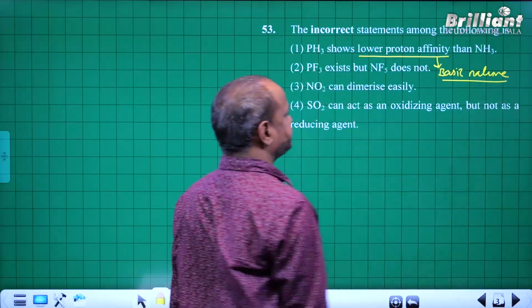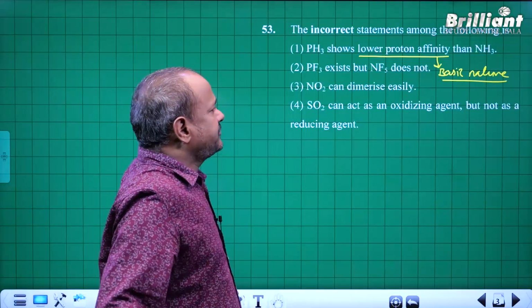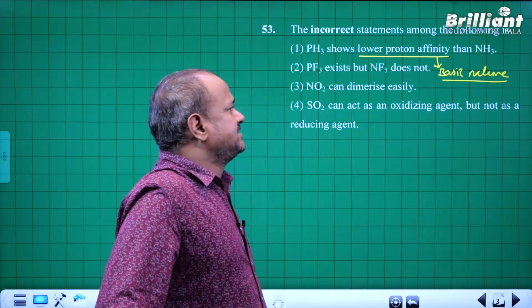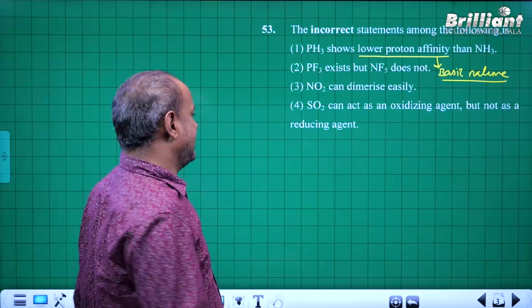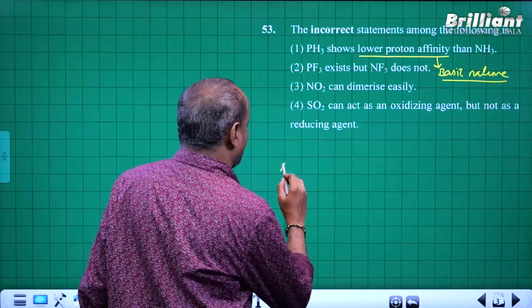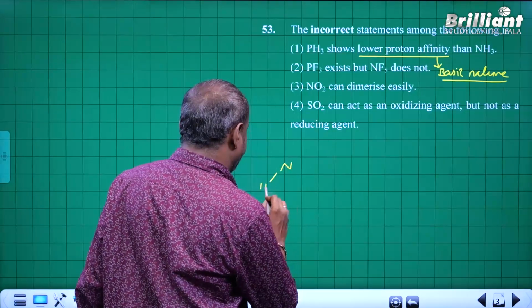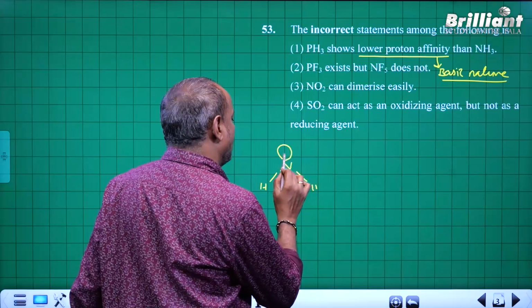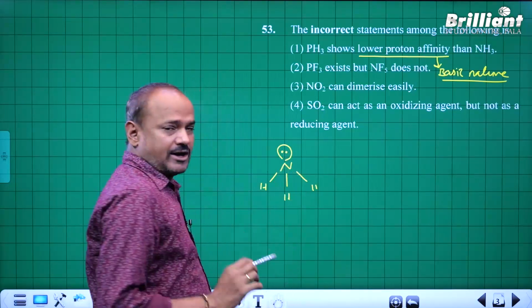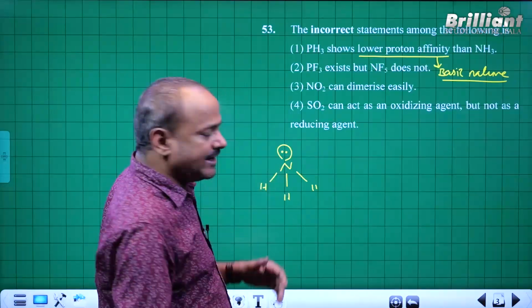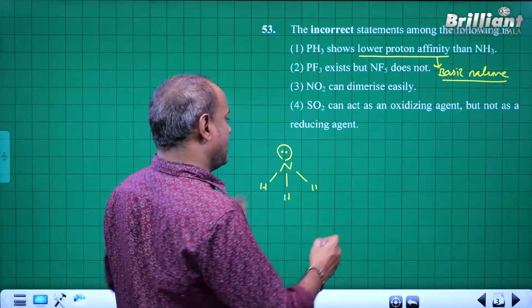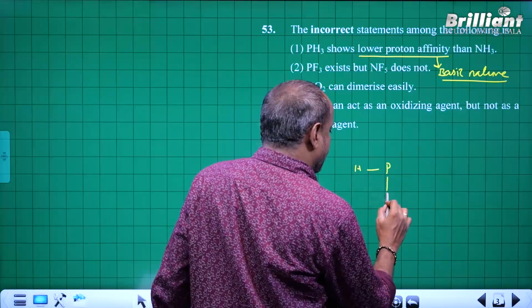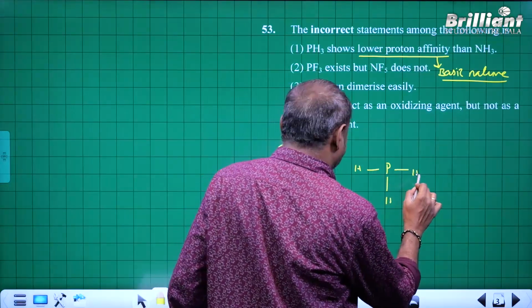Basic nature. PH3 shows lower proton affinity, meaning lower basic nature than ammonia. Correct one? Because ammonia has 3 bond pairs and 1 lone pair. The lone pair is dispersed or occupies a small area because N is a more electronegative element. Phosphine has the same 3 bond pairs, but the bond angle is nearly 93 degrees, not pyramidal.